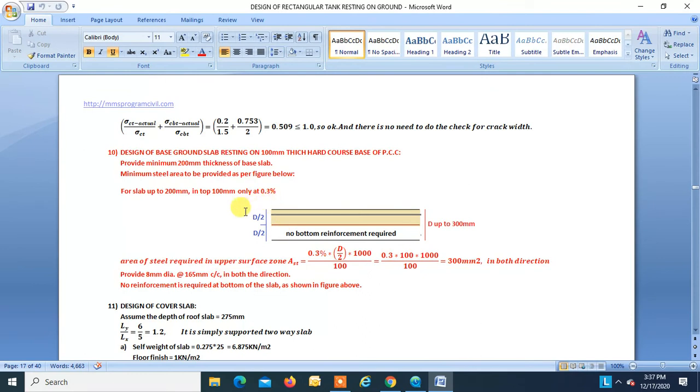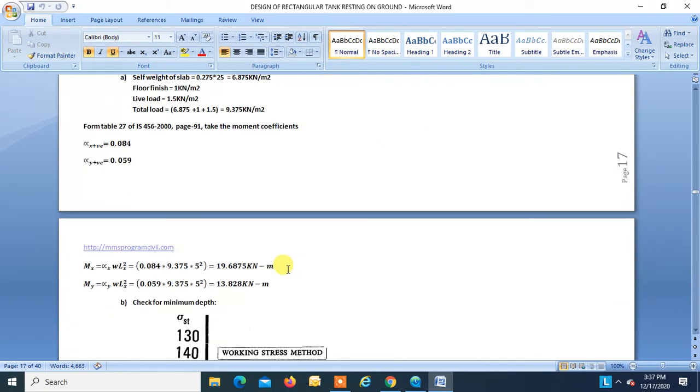Okay, our D is 200, so 200 divided by 2 is 100 into 1000 into 0.3, so I get minimum AST as 300 mm square. Okay, so this steel has to be provided in both the directions. So provide 8 mm dia about 160 mm center to center in both the directions.